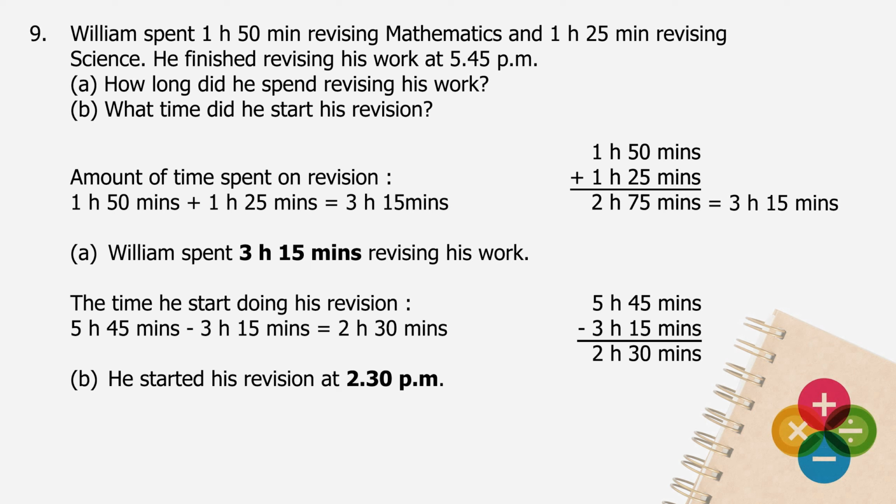The amount of time spent on revision will be, add 1 hour 50 minutes to 1 hour 25 minutes, and the sum is 3 hours 15 minutes. A. William spent 3 hours 15 minutes revising his work. The time he started his revision will be, subtract 3 hours 15 minutes from 5 hours 45 minutes, and the difference is 2 hours 30 minutes. B. He started his revision at 2:30 p.m.